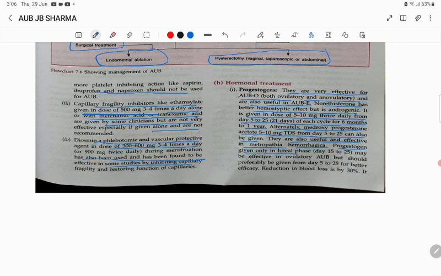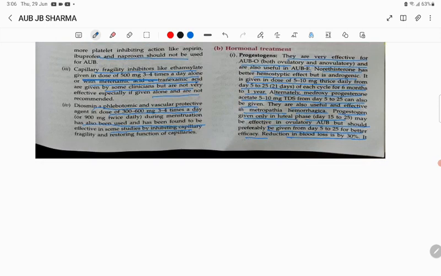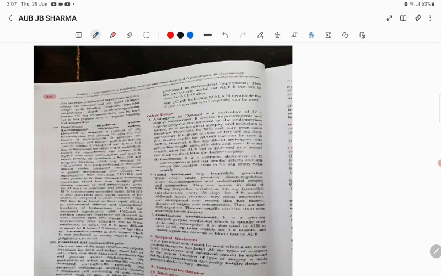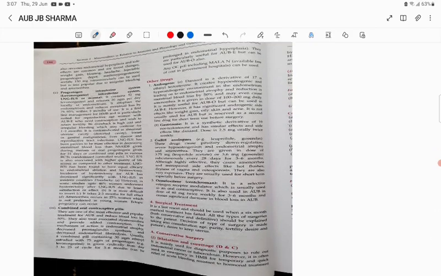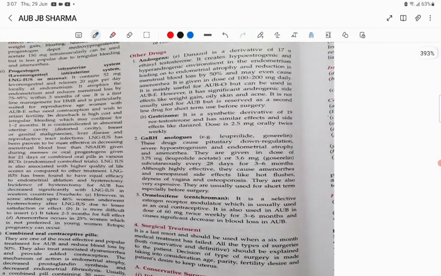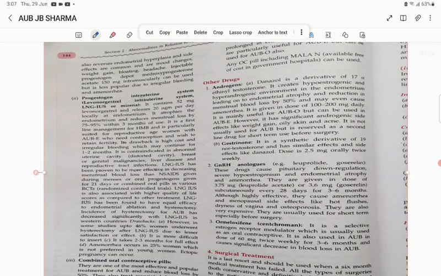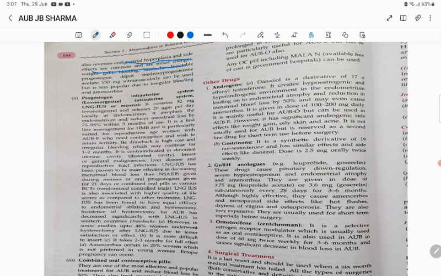Progesterone given only in the luteal phase, day 15 to 25, may be effective in ovulatory AUB but should preferably be given from day 5 to day 25 for better efficacy. Reduction in blood loss is by 30%. It can also reverse endometrial hyperplasia. Common side effects are mood changes, weight gain, bloating, headache.